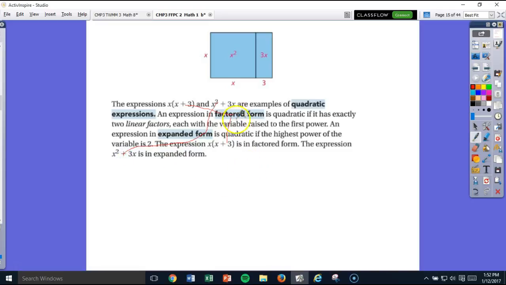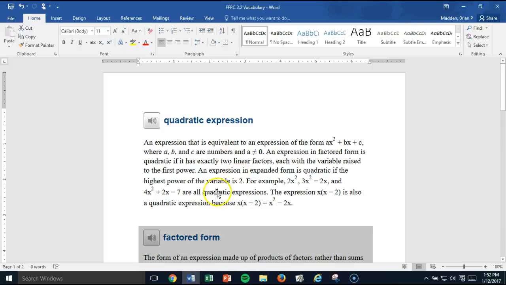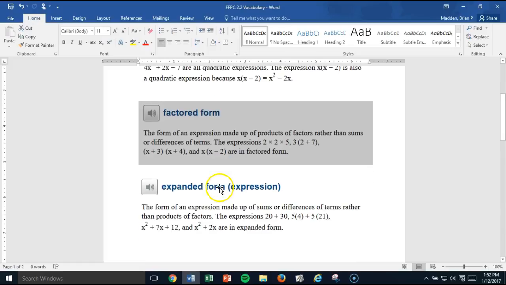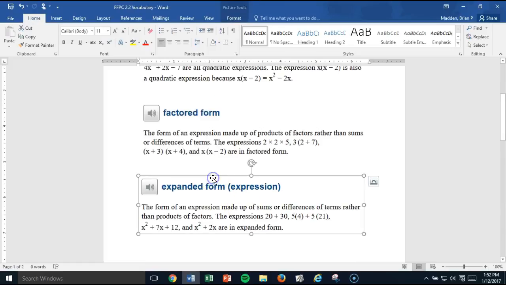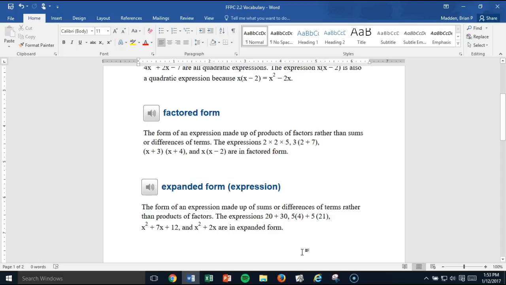Okay, and let's take a look at the actual vocabulary definitions of factored form and expanded form. So as we go back, we have both factored form and expanded form here. Again, I encourage you to pause the video and write down the definitions here for factored form and expanded form in your notes so that you can refer back to these at a later time.